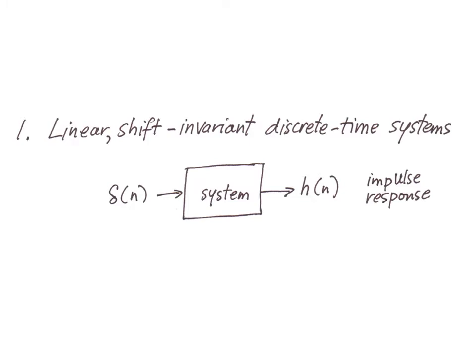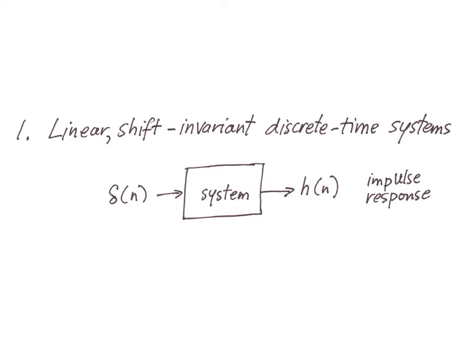Let's look at linear shift-invariant discrete time systems. Well, regardless of whether a system is linear or not, or whether it's shift-invariant or not, a discrete time system will have an impulse response. You apply an impulse to the input, and the system being initially at zero initial conditions will then respond to that impulse only to give some kind of output signal h of n.